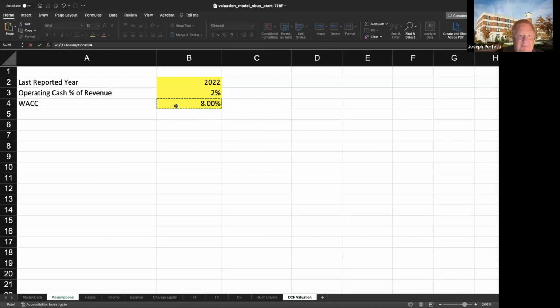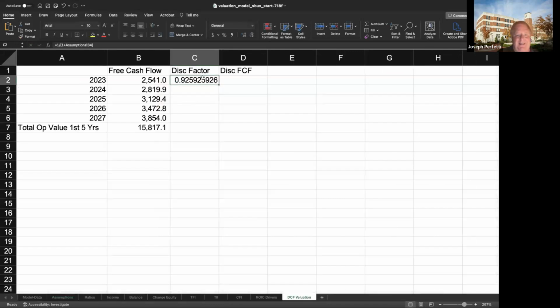So 1 divided by 1 plus assumptions B4 is the same as multiplying by 0.9259. So take our cash flow at the end of 2023, multiply by the discount factor, and the present value, 2352.7. That's the discounted cash flow.